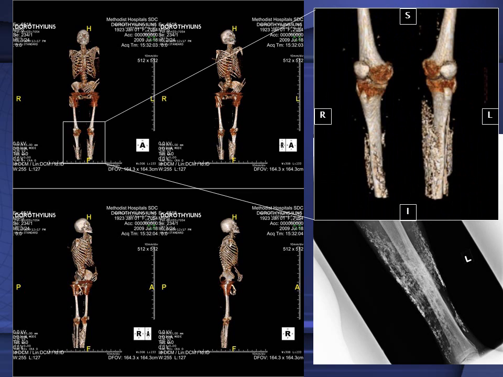And blowing this up, this is more or less a trabecular type of bone, or cancellous type of bone, and we don't know what caused this development of bone in her skin, and we're currently researching this in our laboratories.